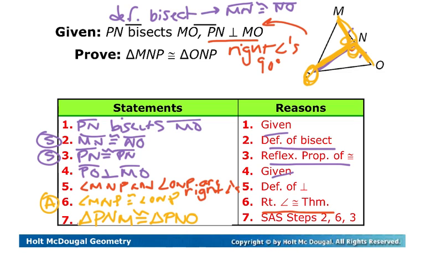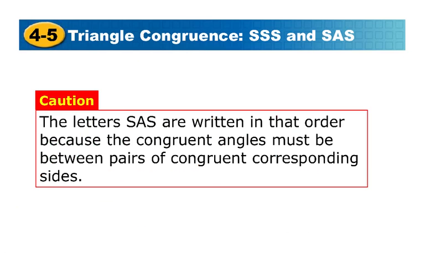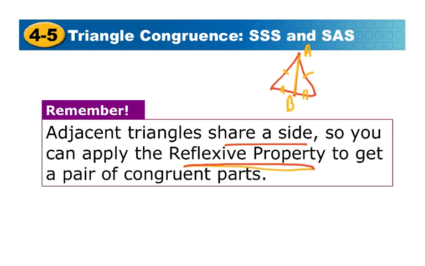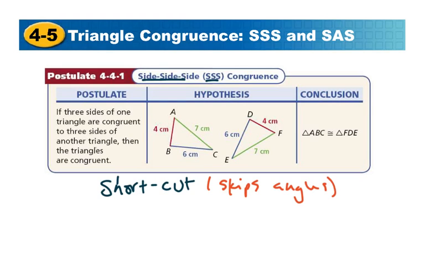Alright, so those are our proofs, and kind of going over side, angle, side. There wasn't a side, side, side proof, but there will be on your homework. You'll just, instead of finding an angle, you'll find another side.